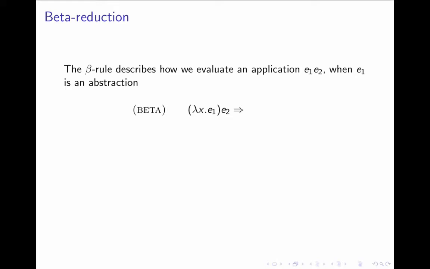The only central rule is that of beta reduction. And the beta rule describes how we evaluate an application when E1 in the application is an abstraction. So if we have an abstraction, lambda x E1, and then we apply this to E2, what happens is that we substitute x by E2 within the body E1. So that's what happens. Inside the body E1, we replace x by E2.